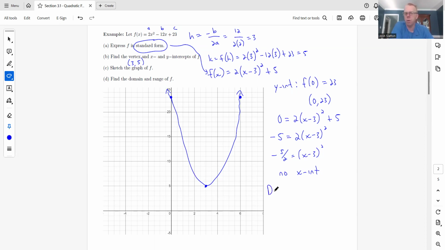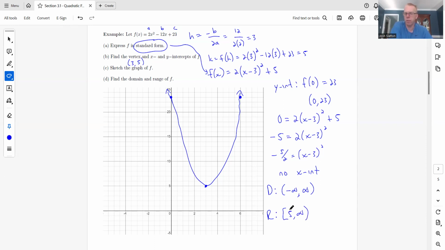The domain of these is always all real numbers. There's no exception to that. In fact, for all polynomials, the domain is always all real numbers. So negative infinity to infinity. The range for a quadratic is never all real numbers. In this case, find where the bottom is, which is 5. We're always going to include that number, and then we're going to go up to infinity in this case.